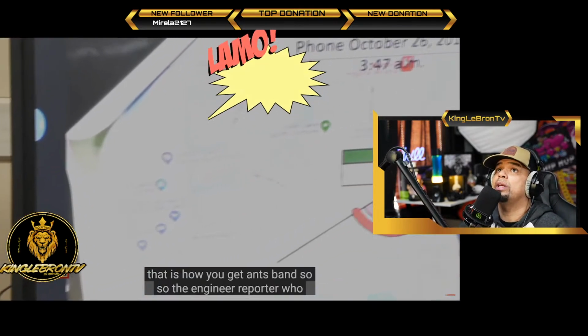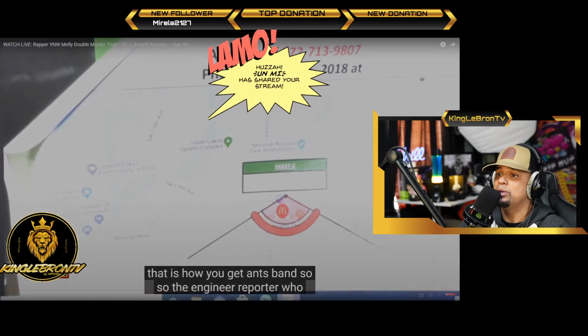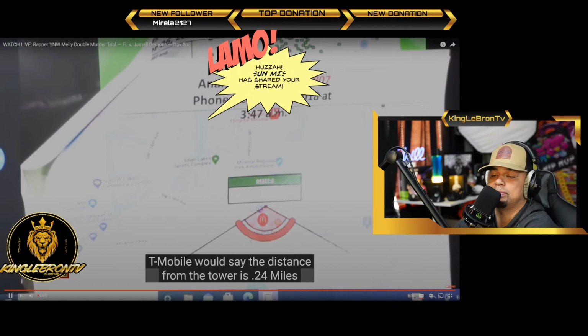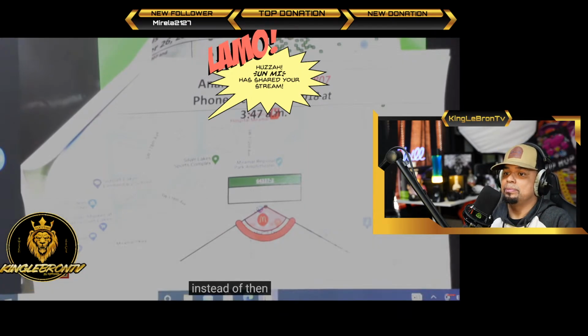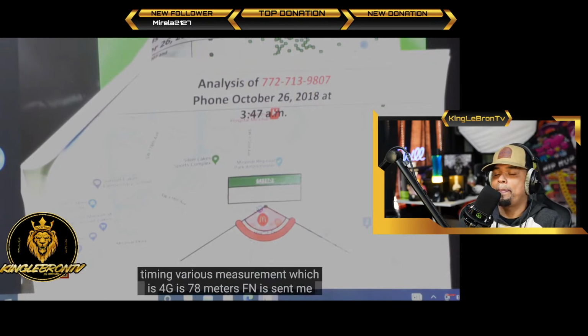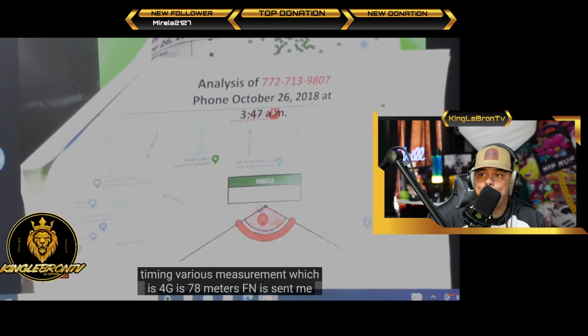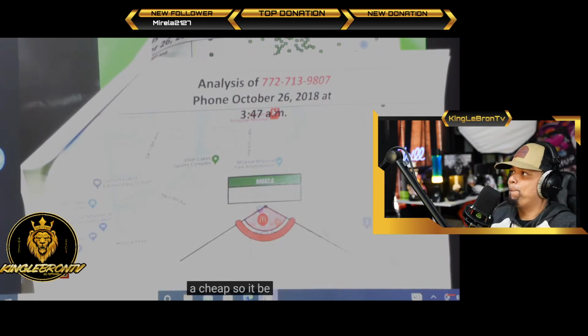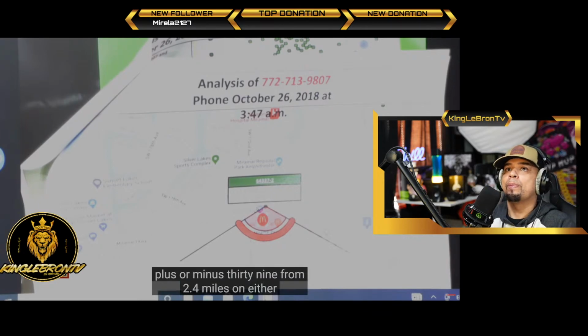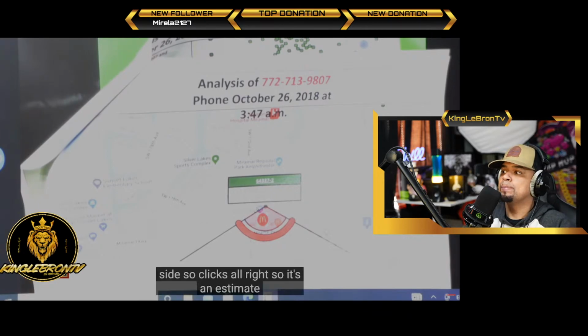All right, so back at the engineering report, the TrueCall report from T-Mobile would say the distance from the tower is 0.24 miles, and so then based on the timing advance measurement, which in 4G is 78 meters, that band is 78 meters deep, so it would be plus or minus 39 from 0.24 miles on either side. So plus or minus, so it's an estimated distance, correct? Yes.